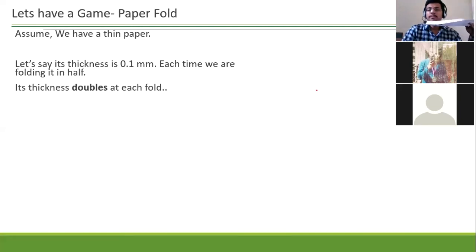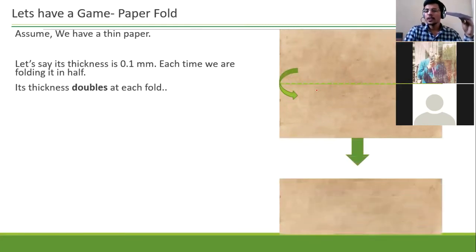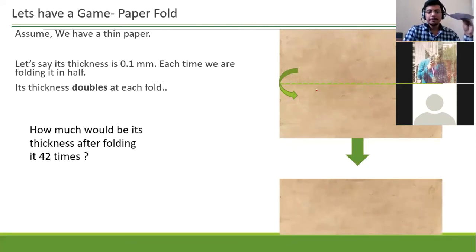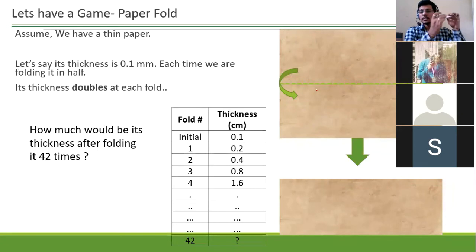So what I'm doing is, this is paper, and I'm folding it in half. Let's say this is my paper. I'm folding it in half. What happened? The thickness doubles, correct? So earlier it was 0.1, now it's 0.2, right? So my question to you is, how much would its thickness be after folding it 42 times? I'm folding it again, so again the thickness doubles. I'm folding it again, the thickness doubles. In this way, I'm folding it 42 times, correct? So what can be the thickness? Any answer?